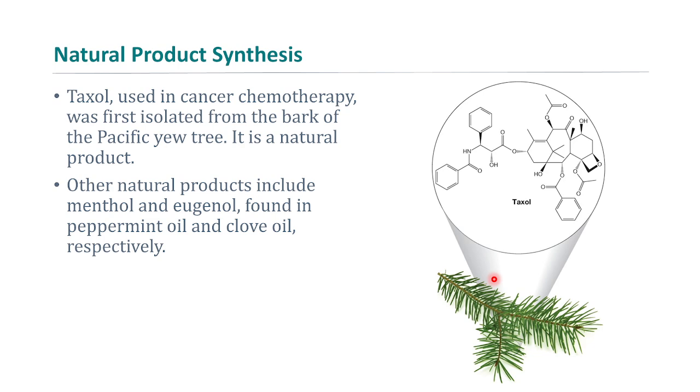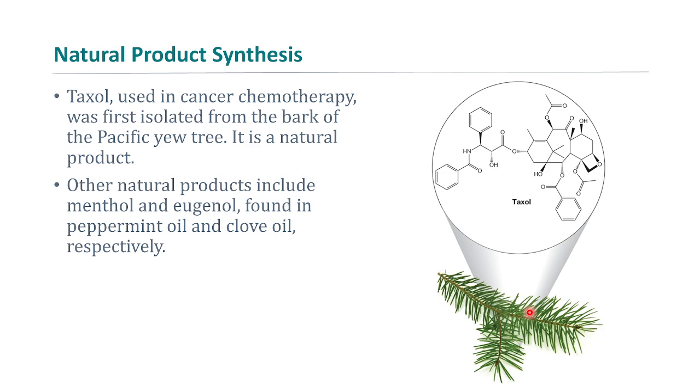Okay, so this is a natural product synthesis. Here we have Taxol. Right there's Taxol. It's a pretty large structure in terms of syntheses. This is actually used in cancer chemotherapy. It was first isolated from the bark of the Pacific yew tree, and that's why you've got the Pacific yew tree right there. It is a natural product.